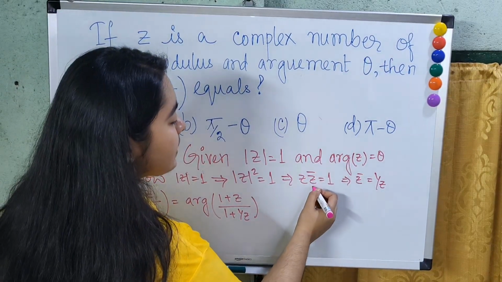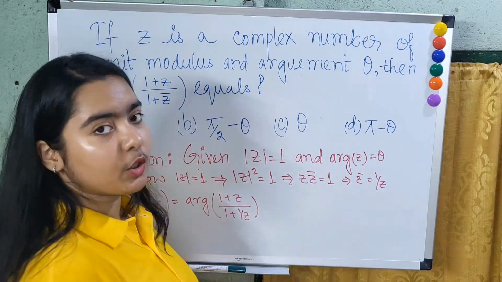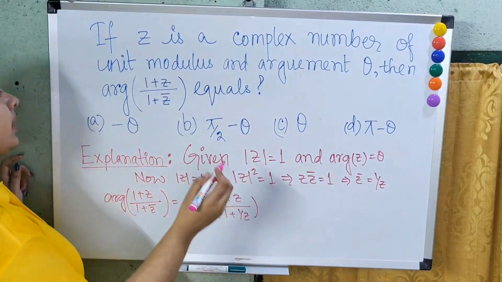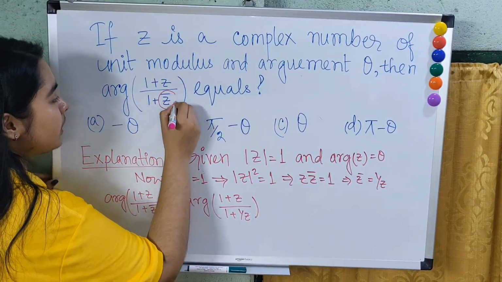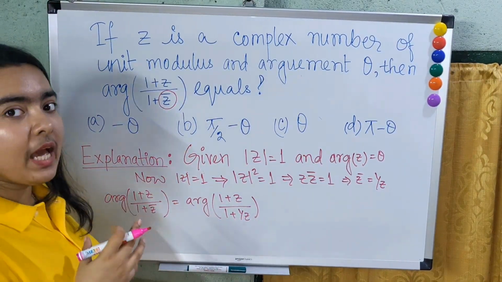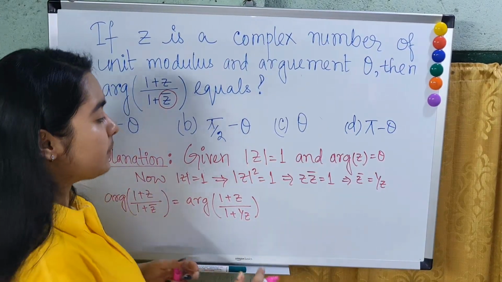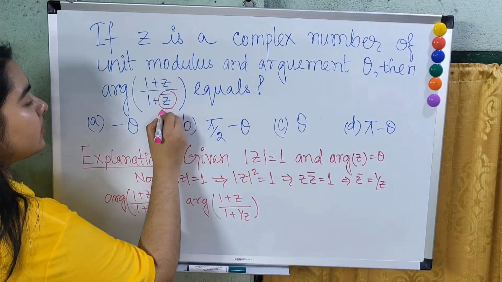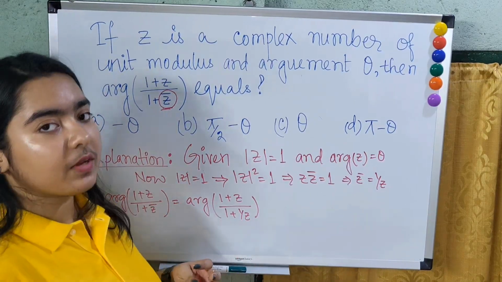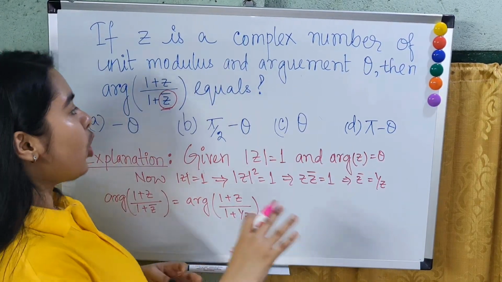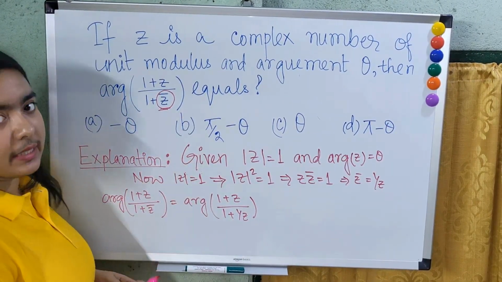Now why is this z bar coming into play? The z bar is coming into play because we have a term here as z bar. So we have to introduce z bar in some other way. Since we have the term z bar, we need to find the value of z bar in order to get the value of this whole thing here.